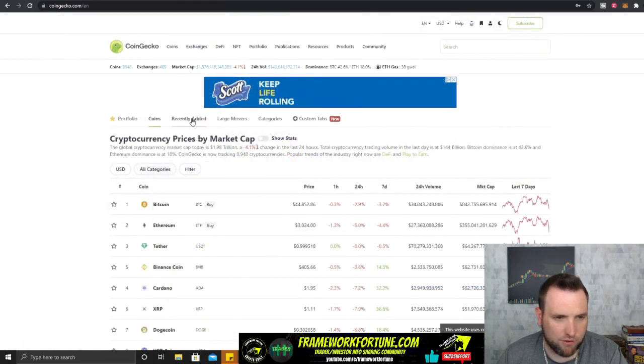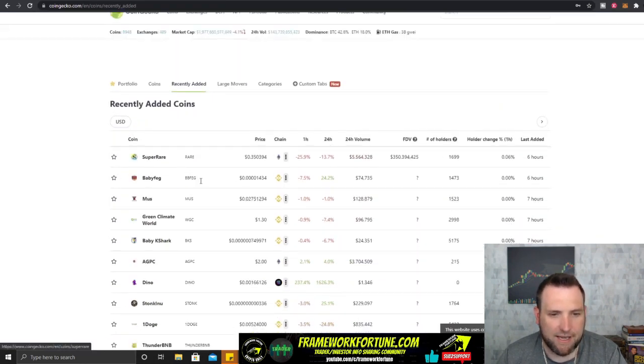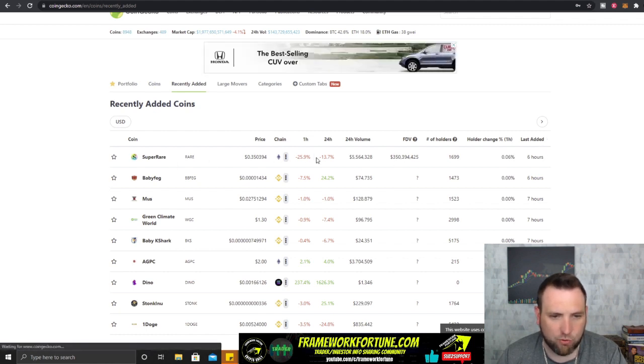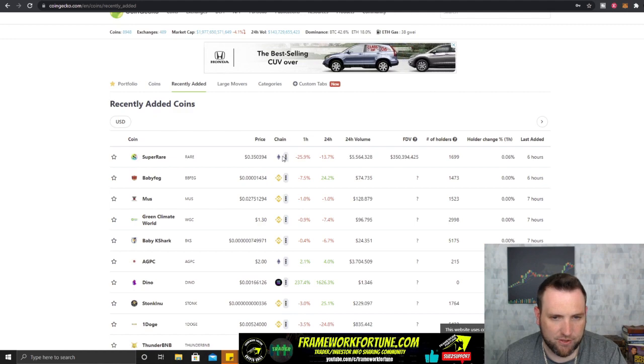Now, we looked at those filters. You can also look by recently added. So if there's any new coins, you see last added 6 hours ago, Super Rare, whatever that is. It's on Ethereum, tells you the chain it's on and all that information.